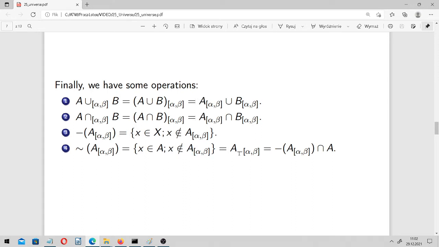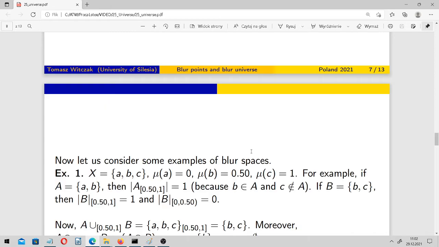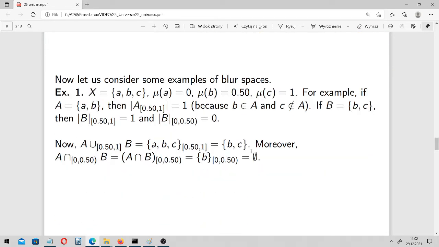So their visibility function is from 0 to alpha open and from beta open to 1. Now let us consider some examples of blur spaces. The first one is very simple. It consists of three elements, say A, B, C, and A gets value 0, B gets 1/2, so 0.5, and C gets 1.